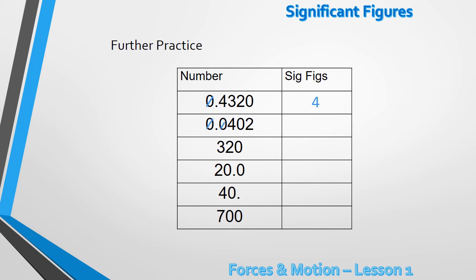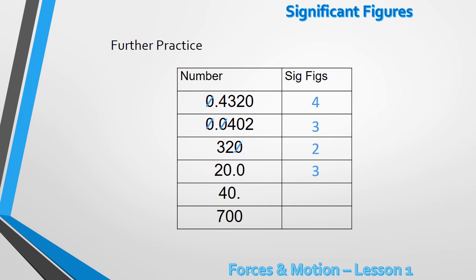Zeros in front are never significant, so that leaves me with 3 significant figures. I have a 0 at the end, no decimal, so it's not significant, so 2 significant figures. I have 2 zeros at the end. They are significant when there's a decimal, so I have 3 significant figures.